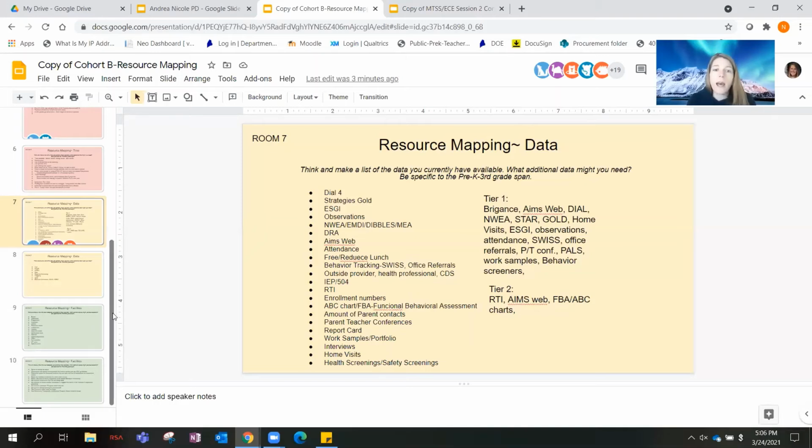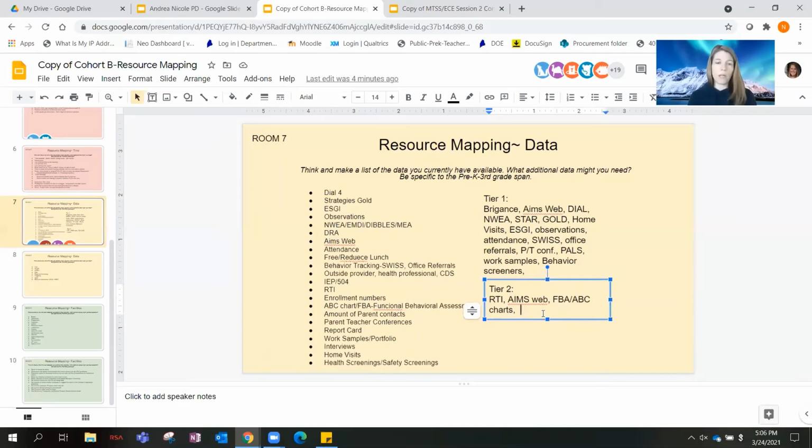Another question that I have for the group to think about is, folks listed RTI as a tier 2 screener. Does someone want to explain how they're using RTI as a tier 2 screener?